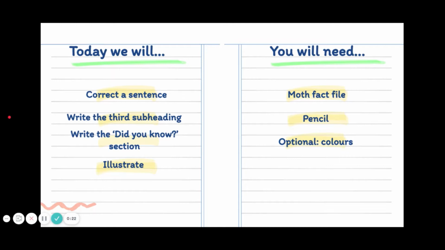Today we will start by correcting a sentence, then we will write our third subheading on our moth fact file, then we will write our Did You Know section, and then you will be able to illustrate, which remember means draw, in the last box. So today you need your moth fact file, a pencil, and if you've got any, some colours.